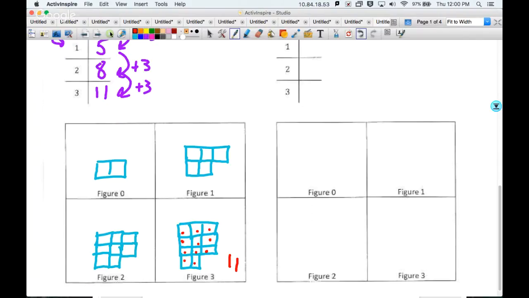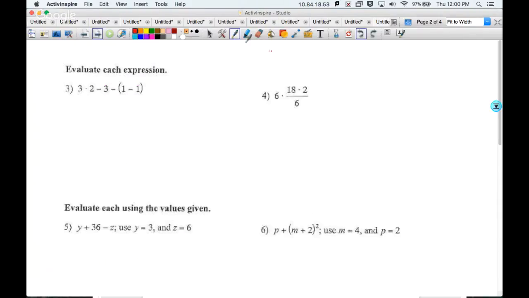It worked out. Now the backside of this homework is not necessarily stuff from this unit, but it's from previous units that might show up in our current unit or future units. So we have to remember how to do things like evaluate each expression. Well, this just means simplify. I'll do this, I'll do them both.